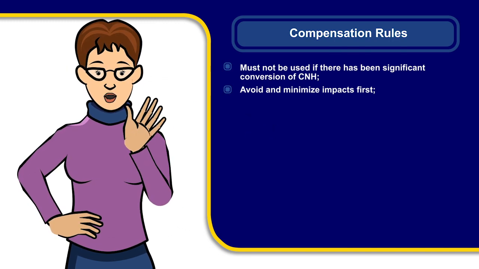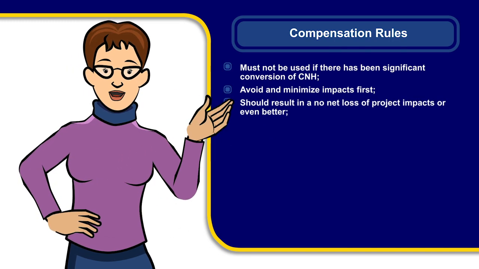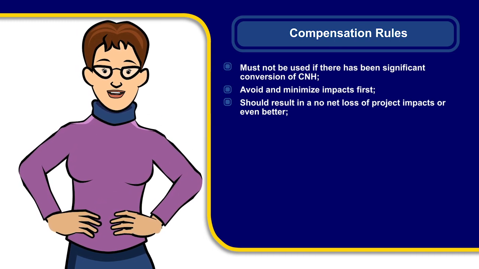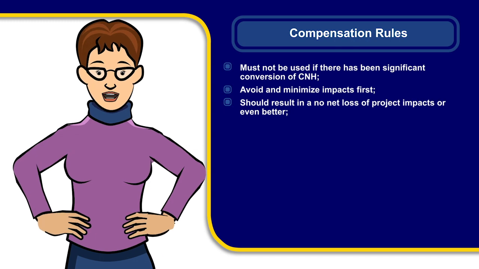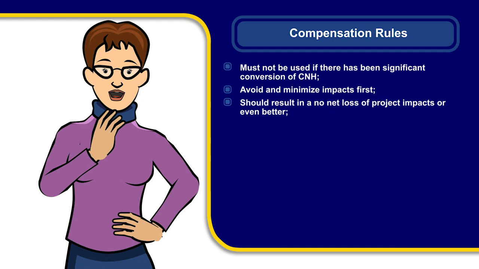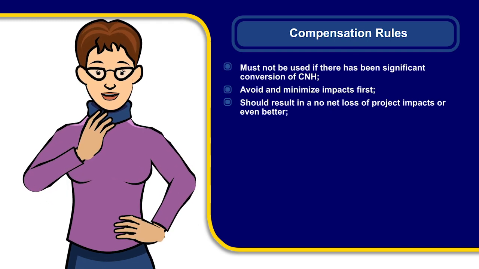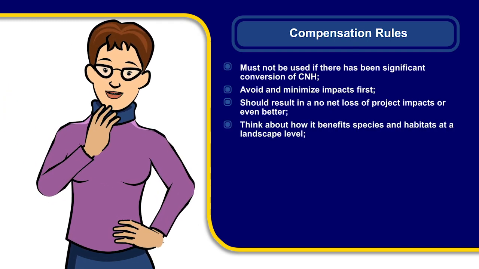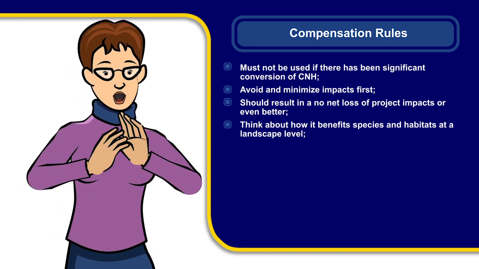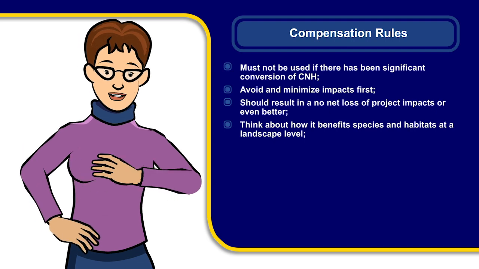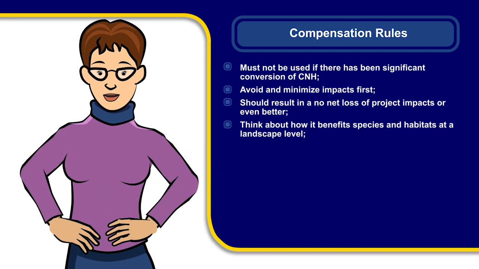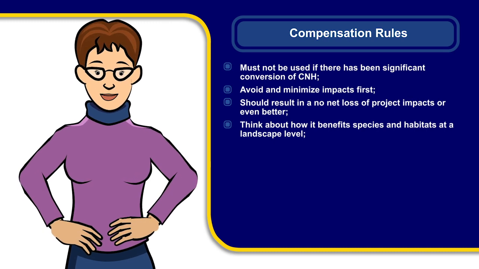If we do need to compensate, we need to think about actions that result in no net loss to biodiversity, or do something even better for biodiversity. So, if you destroy 10 hectares of forest, restore at least 10, and ideally 20. We must also think about how the compensation actions benefit species and habitats on a landscape level, not just at the project level. For instance, a rare species may benefit more from a conservation strategy for the whole species rather than just protecting a small subpopulation.